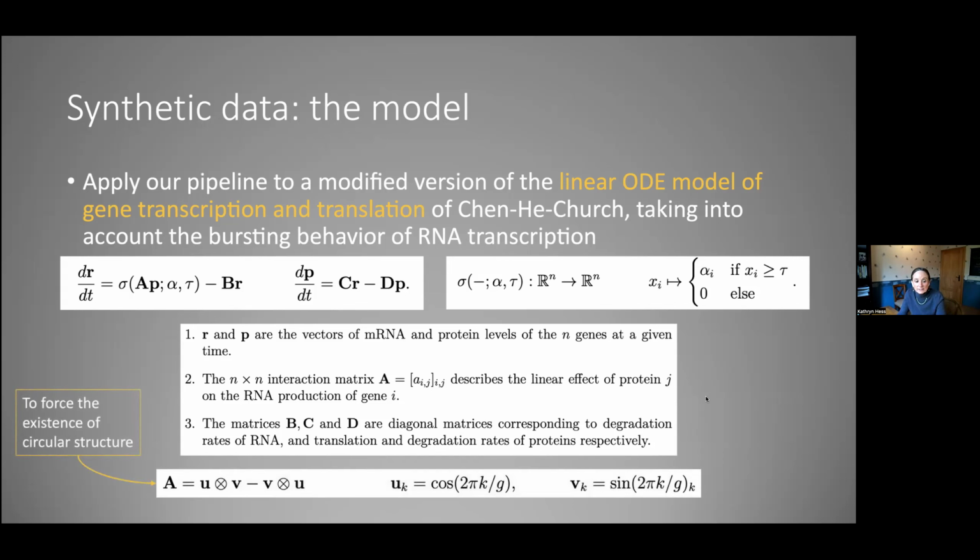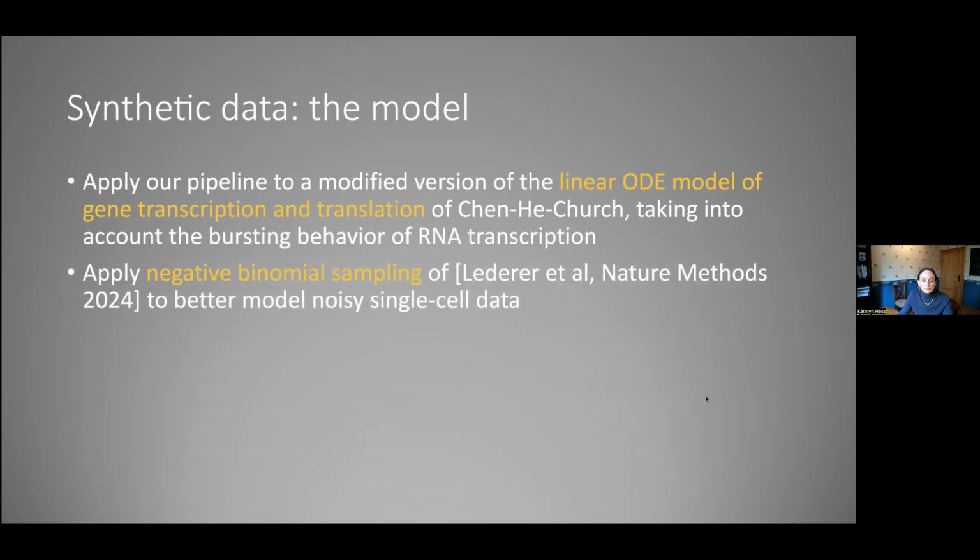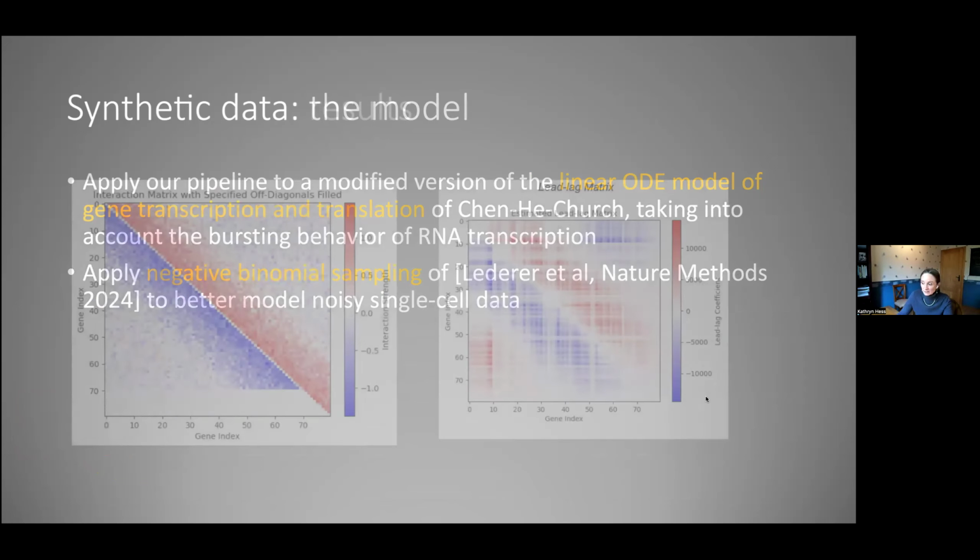And then in order to ensure the existence of circular structure, we're going to make a specific choice of A, which precisely builds in this sort of cyclic structure by giving us a rank 2 matrix. Okay, so that's the model we're going to look at. We want to see whether we can detect properly the cyclic structure, the phases, and so on. And then because we want to have something that looks more like actual noisy single cell data, there's something called negative binomial sampling, which came out in Nature Methods last year, which we use in order to make the data that we analyze look more like actual noisy single cell data.